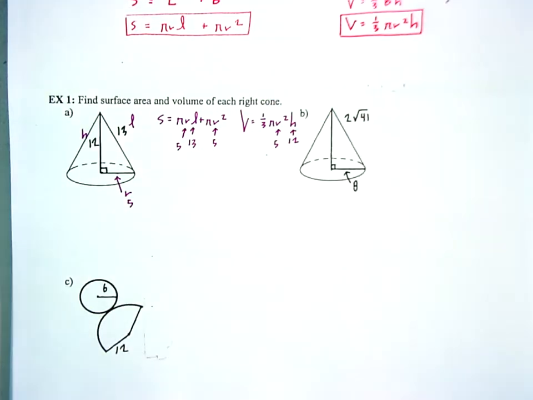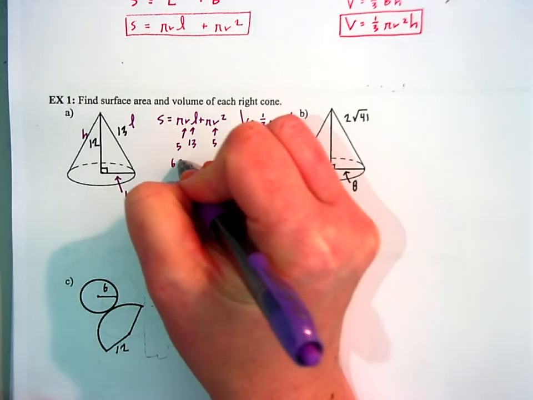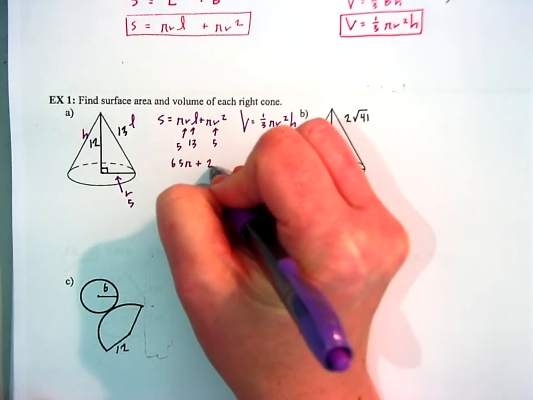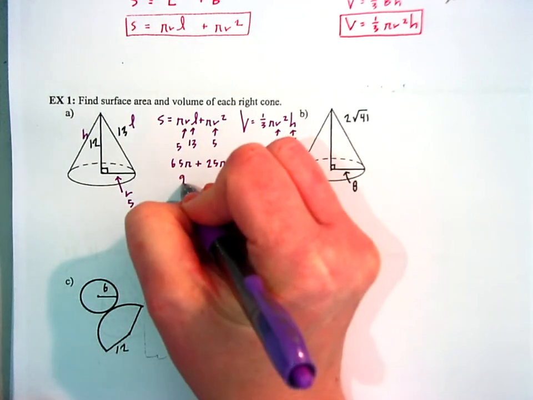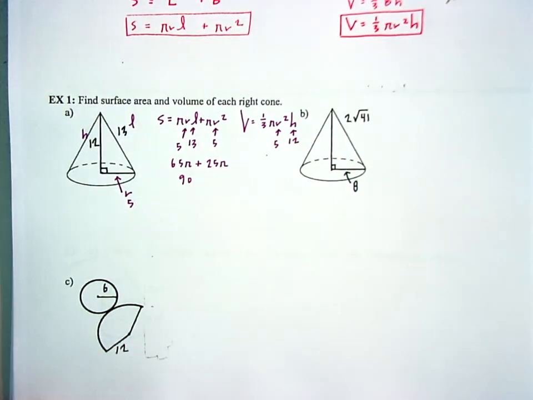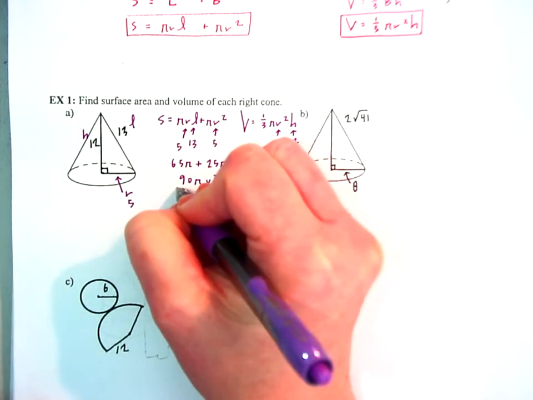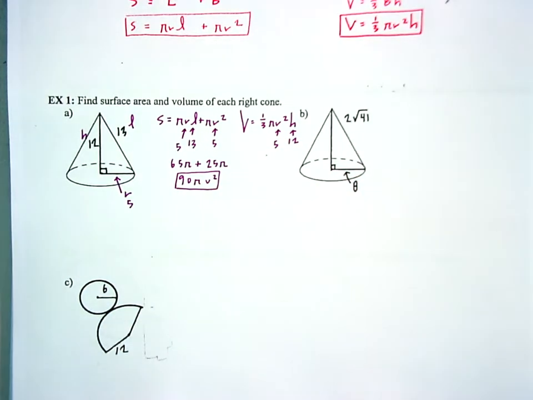Okay, so for surface area, 5 times 13 is 65. So 65 pi plus 5 squared, so 25 pi. Those are like terms, so I have 90 pi units squared. So 65 plus 25 is 90 pi units squared.